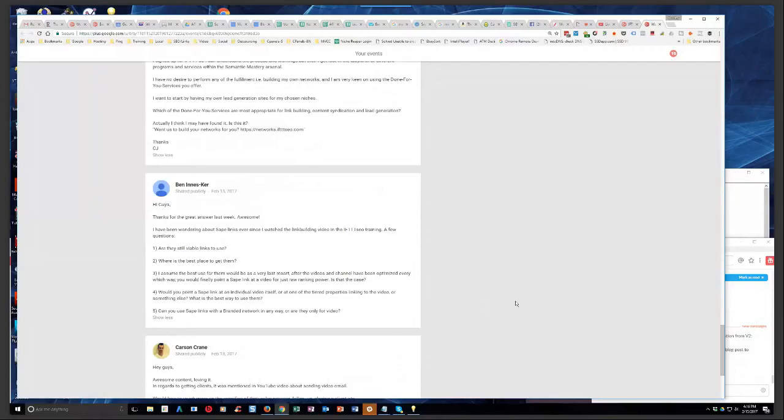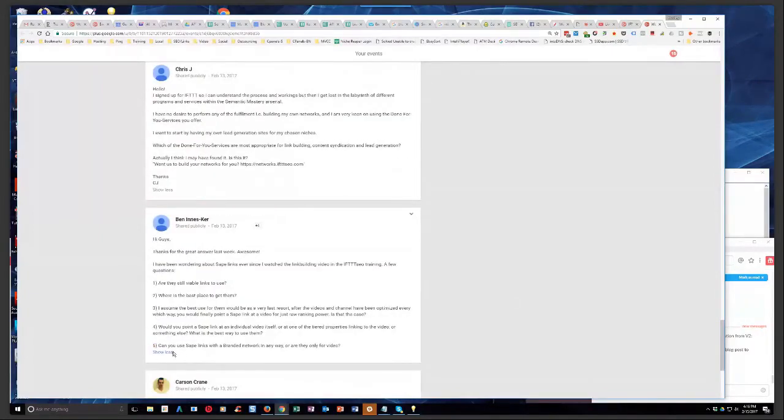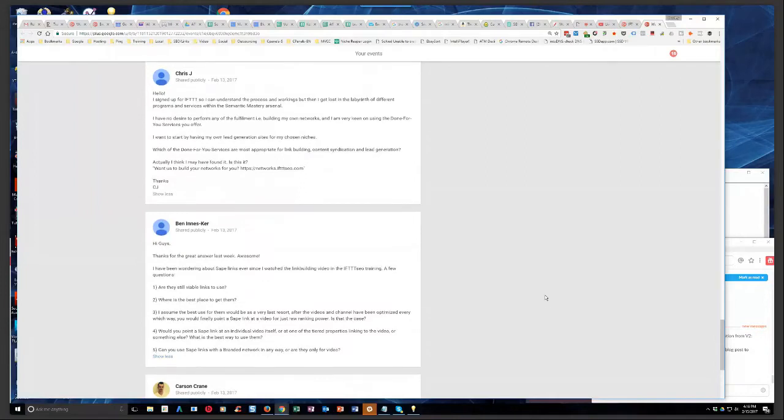Can you use Sape links with the branded network in any way, or are they only for videos? Well, you can. You can point them to like IFTTT network properties. I don't recommend doing it though. If you were going to be doing that, you'd be pointing them at tier 2 instead of tier 1. Right. Yeah. You guys have any comment on that?